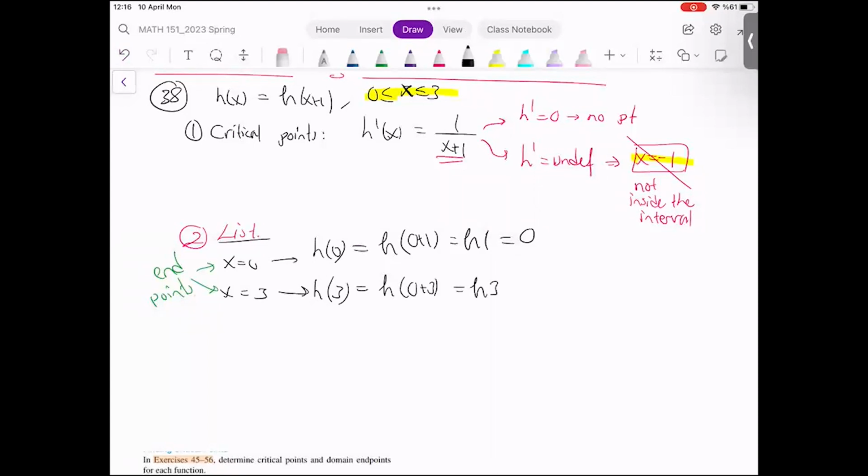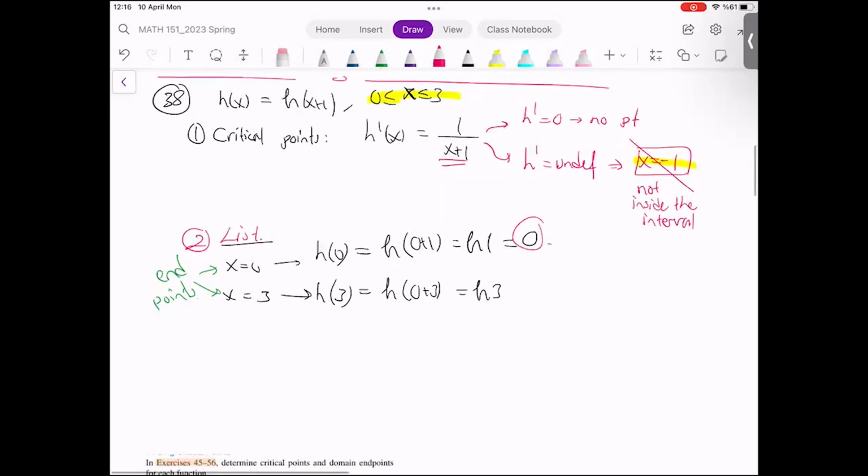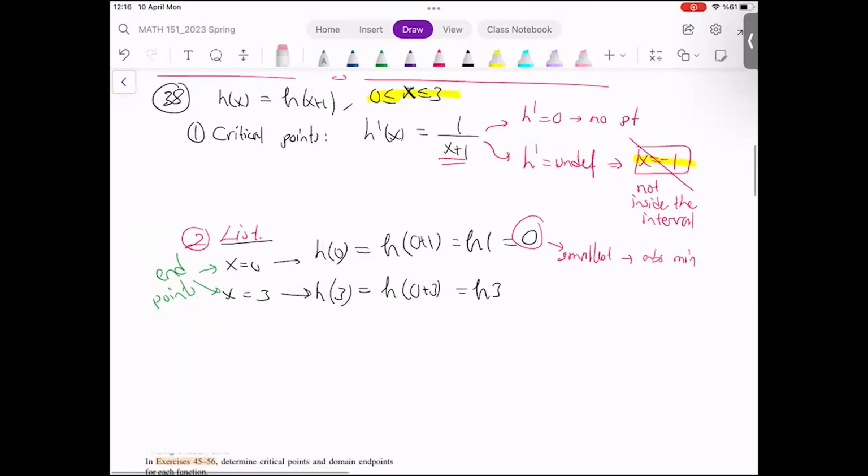Okay, so in this list, I think 0 is the smallest value. So you can call it the absolute minimum. And next, this value is the biggest. So we can call it now the absolute maximum value.